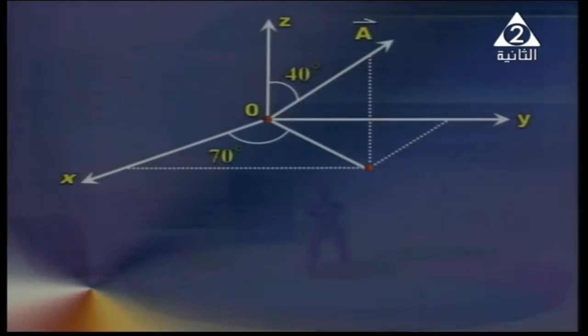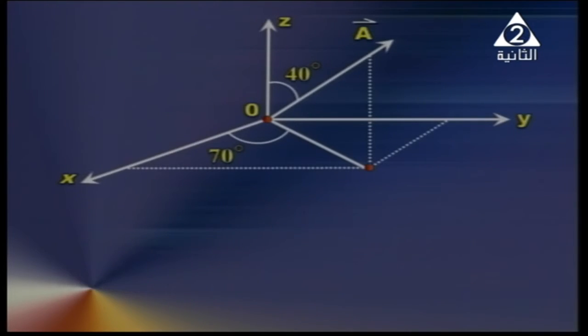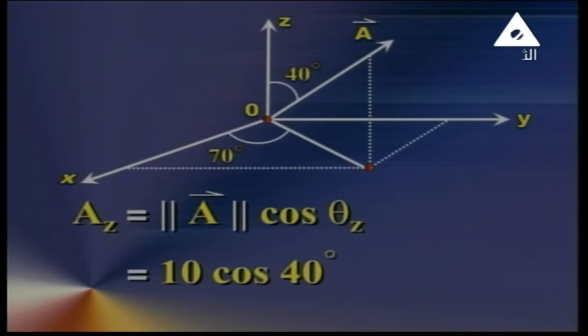Solution. Dear student, when we resolve a vector into two components, the first is in the direction of Z with magnitude AZ equal norm A vector cosine theta Z. What is the norm of the vector? It is 10. What is theta Z? It is equal to 40. Then the component of this vector in the Z direction, AZ, equals 10 cosine 40, which equals 7.66.